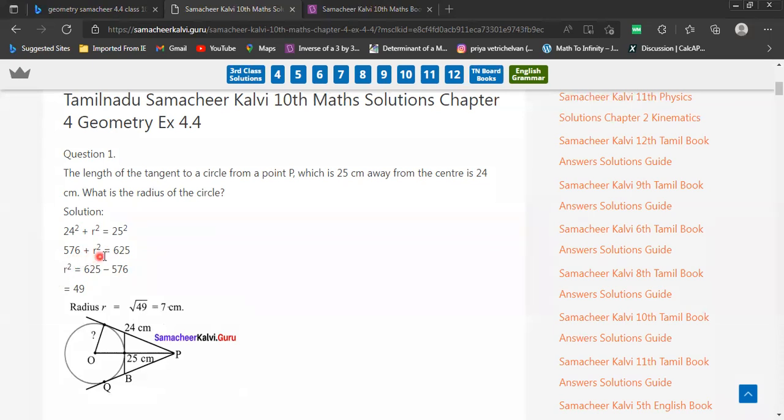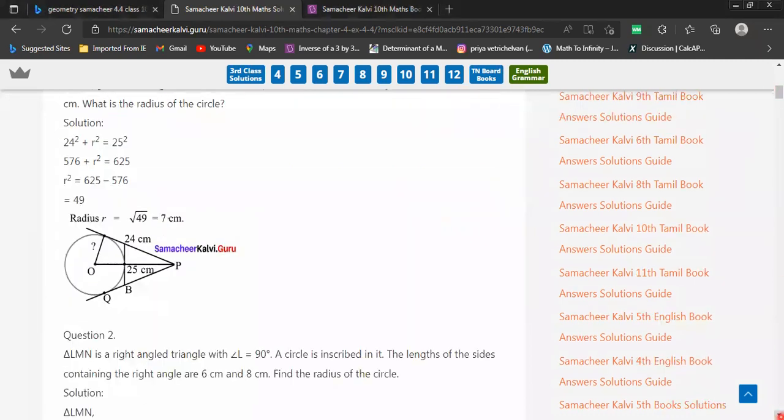So it's going to be r square is equal to 625 minus 576. So r square is 49. Take a square root, you will get the radius value. That's it.